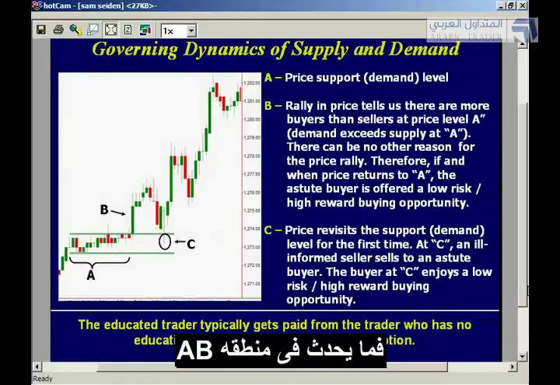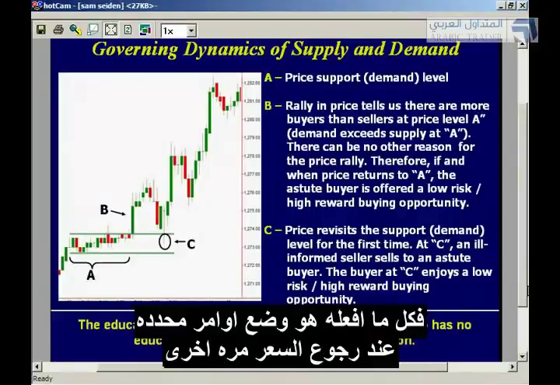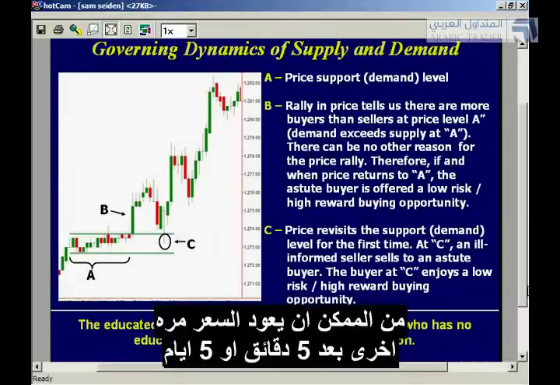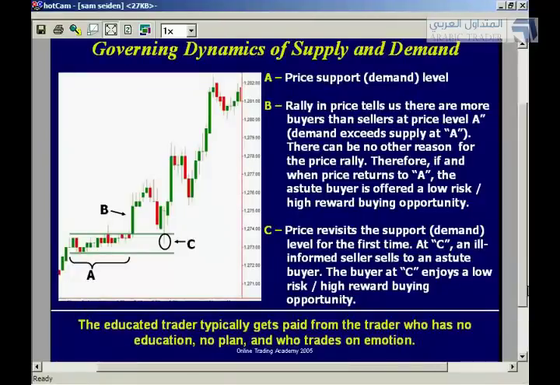Well, once A and B happen, we don't need any more information. We just sit and wait. I use limit orders. I'll put a limit order back down there around C. Maybe prices will come back in 5 minutes, maybe in 5 days, 5 weeks. It depends on the time frame and type of trader you are.